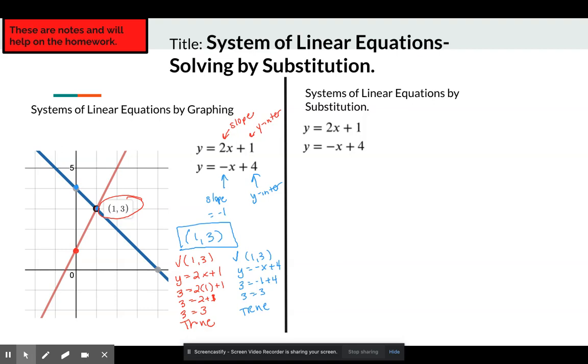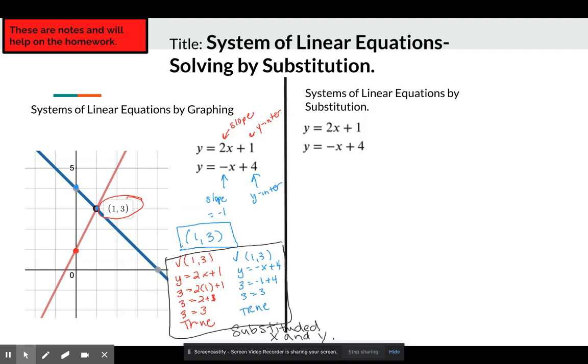Well, today what we're learning is solving systems of linear equations by substituting. Substitution, you guys already know. For our checks, we substituted x and y. That means we just plugged in x and y. So let's look at our equations. Notice it's the exact same ones that we just graphed, so we know what the answer is.